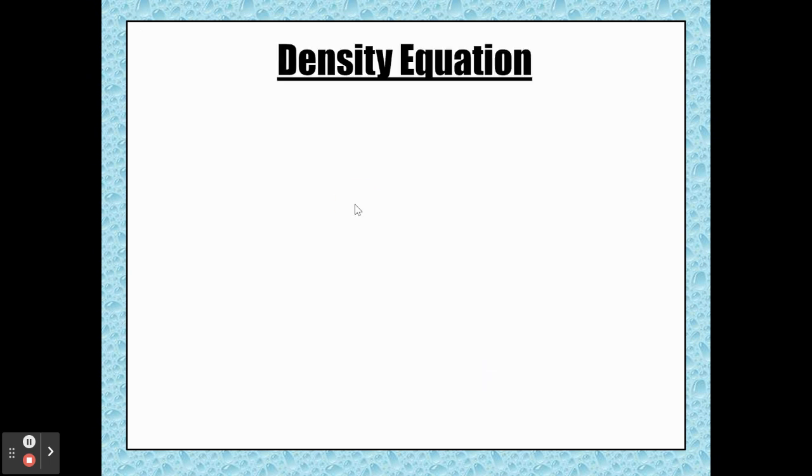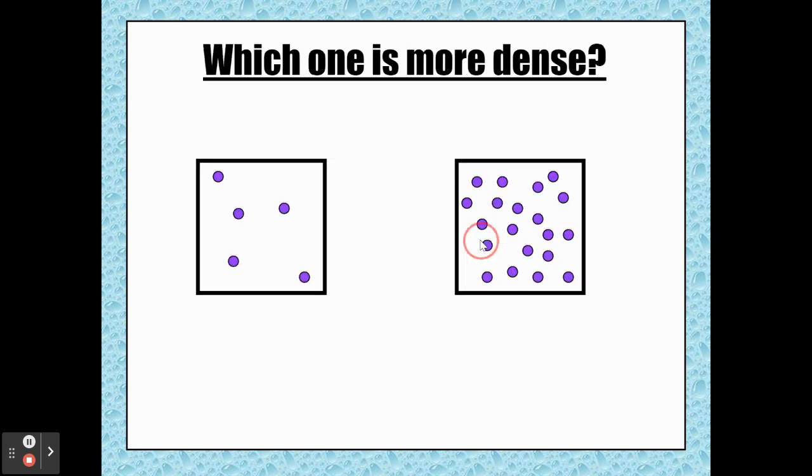What's the density equation? As I said, it's mass per volume. So if we write that as an equation, density is equal to mass over volume. Let's put this into practice. Which one is more dense? If we're thinking about this in terms of how much stuff you can cram into a space, which one would it be? The left one or the right one? If you said the right one, you would be correct.